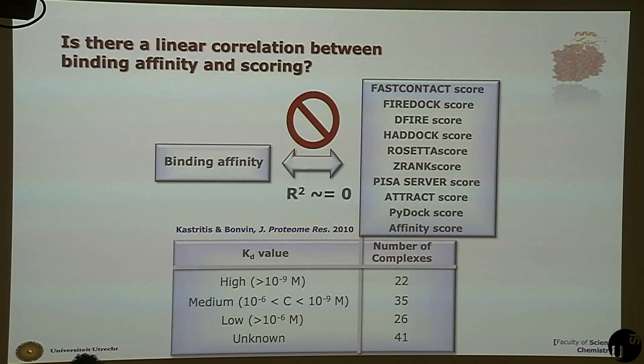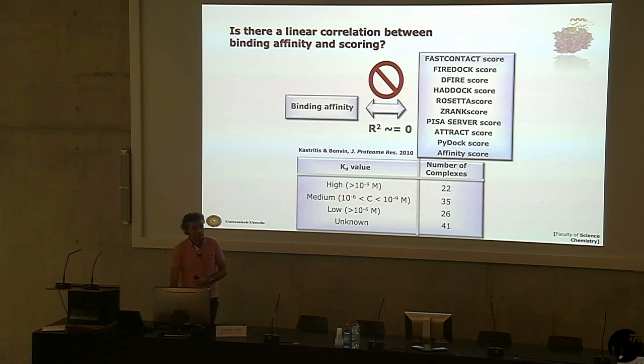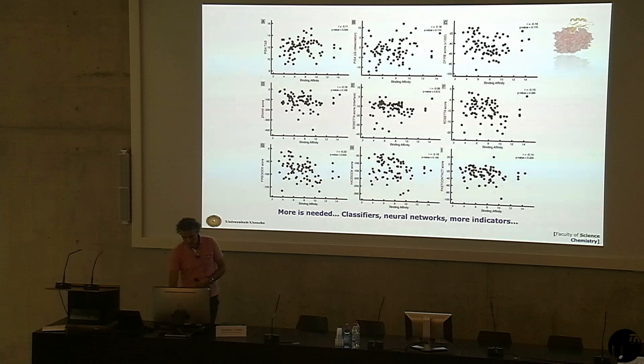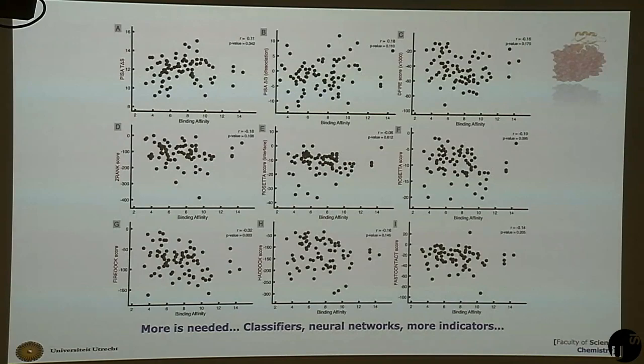This is also the reason why in Haddock we never put units to our scores. These are arbitrary units. We don't want people to think that this is a binding affinity. These are some of the correlations that you are getting if you do this exercise. Some of them look better than others, but there is no predicting power in any of those scoring functions if you look at those graphs. Haddock is in there.